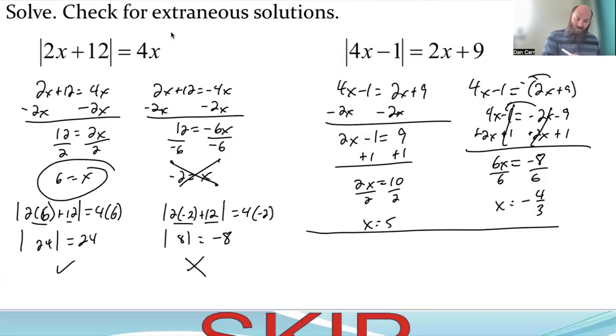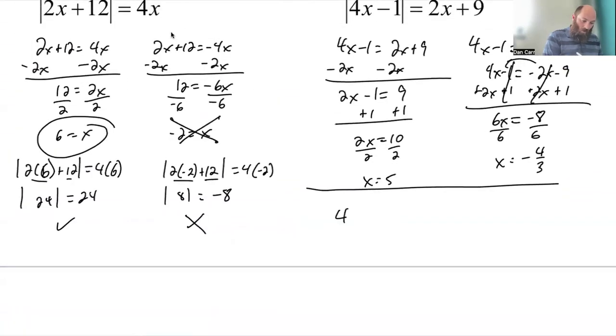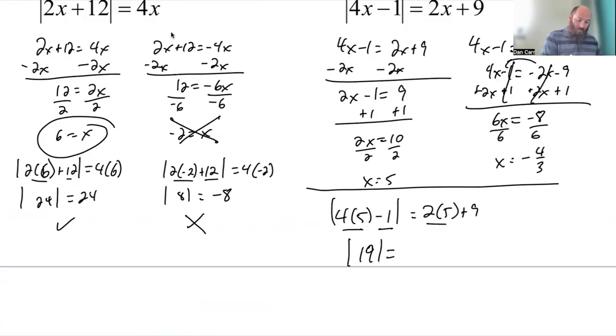So actually, you know what? Let's just do this as another page. Okay. It's taking up a lot of space. So we could do 4x minus 1. 4 times 5 minus 1, the absolute value of that, does that equal 2 times 5 plus 9? So this is 20 minus 1, so that turns into the absolute value of 19. 10 plus 9 is 19. That one checks out.